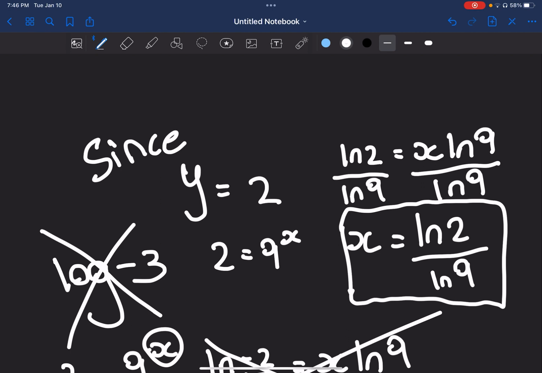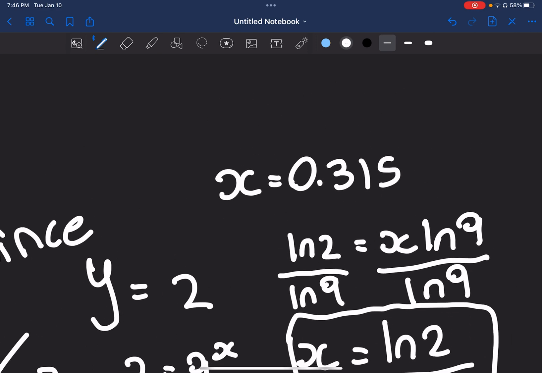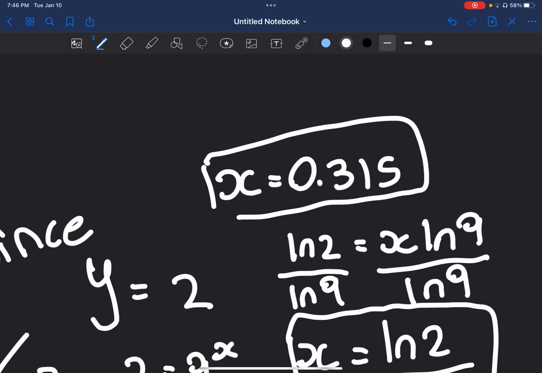In this case, my calculator just gave me 0.3, but since it's been acting up recently, let me just double check that. ln 2 over ln 9 is 0.315, yes. Okay, good. Therefore, x equals 0.315, and that will be your answer.